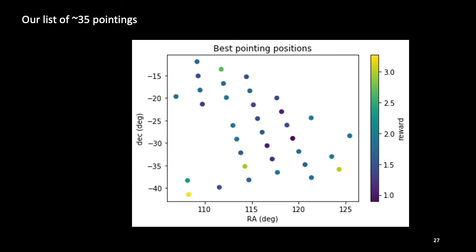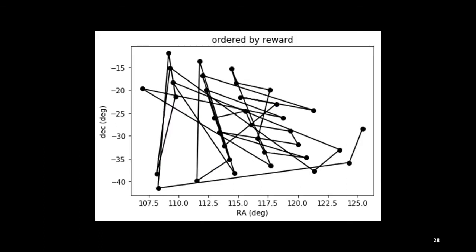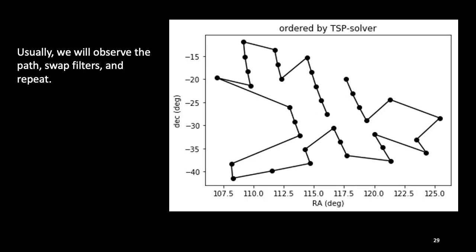If we did it in the default order, it would be a very messy slew. We'd waste a lot of time slewing, so we pass that to a traveling salesman problem solver, which then converts it into a path that looks like this. Our most common outcome is we will observe this in one filter, change filters, and observe it a second time. So we'll get our pairs, and we'll get lots of short slews. There are lots of neighboring slews, so we'll have lots of overlap between pointings to get our rapid revisit science.